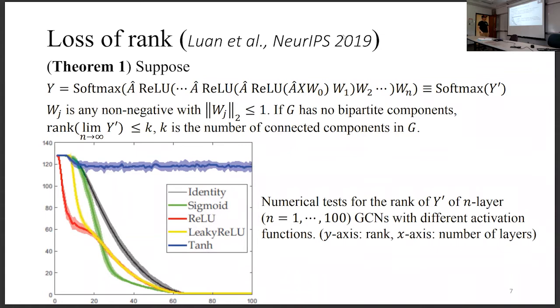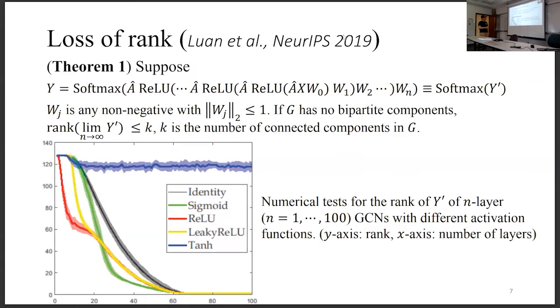And we conduct some numerical experiments. The x-axis is the number of layers. The y-axis is the rank of the output. We can see that the rank of the output layer just decreases. If we have this kind of ReLU activation function, it will drop pretty quickly. So this confirmed that the loss of rank phenomenon really exists in deep graph networks.